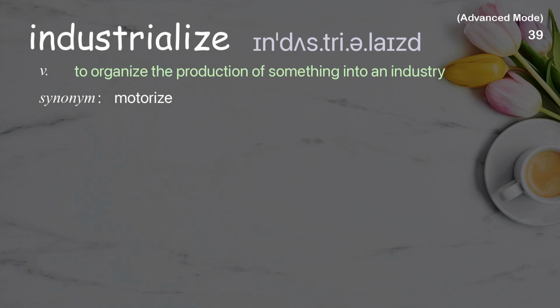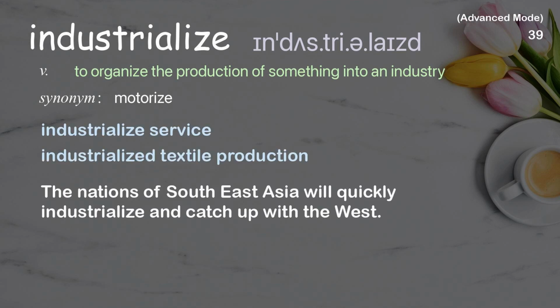Industrialize. To organize the production of something into an industry. Examples: Industrialized service. Industrialized textile production. The nations of Southeast Asia will quickly industrialize and catch up with the West.